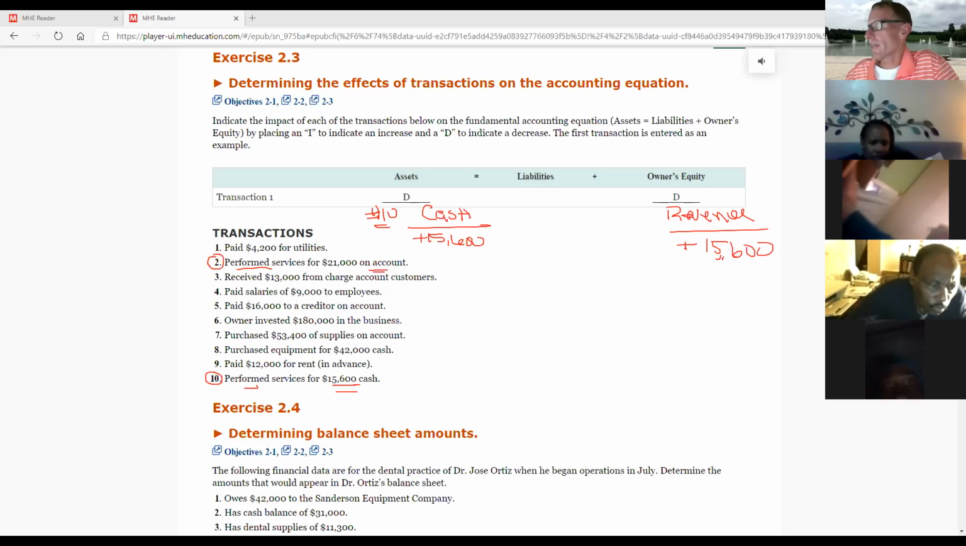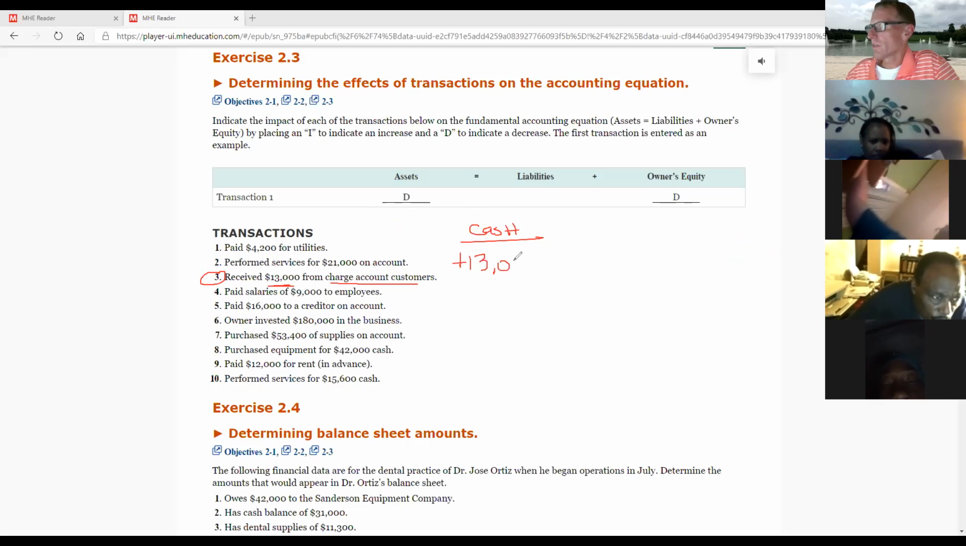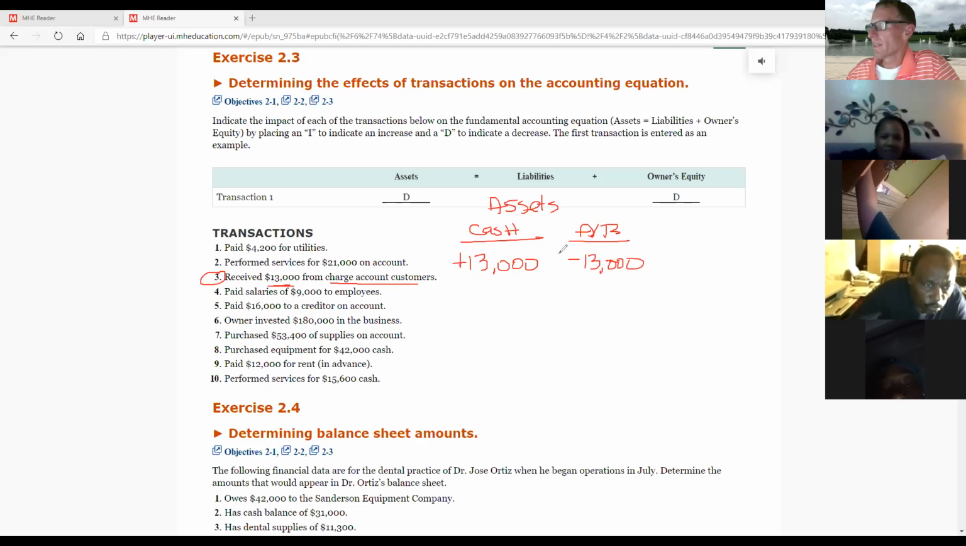All right. Check out number 3. I'm going to try to get through all these and we'll take a break. I'll try to take a break in 5 minutes. So number 3 says receive $13,000 from a charge account customer. So you would have cash, which is an asset. You'd say plus 13,000. And then you're essentially collecting it from your accounts receivable. You'd say accounts receivable minus 13,000. So these are both under the category of assets. You're increasing one asset and you're decreasing another.